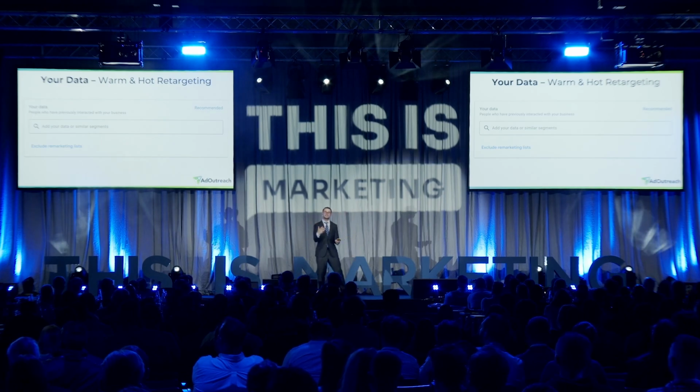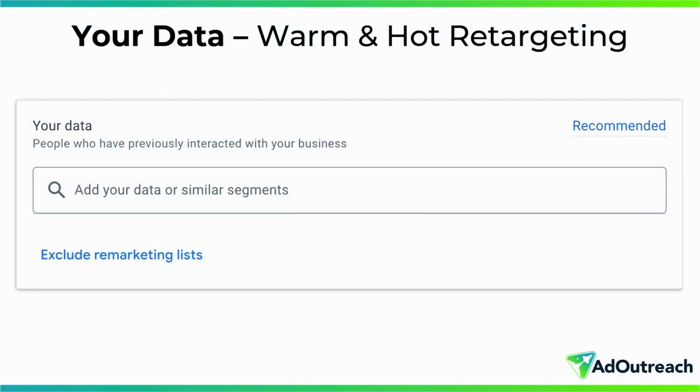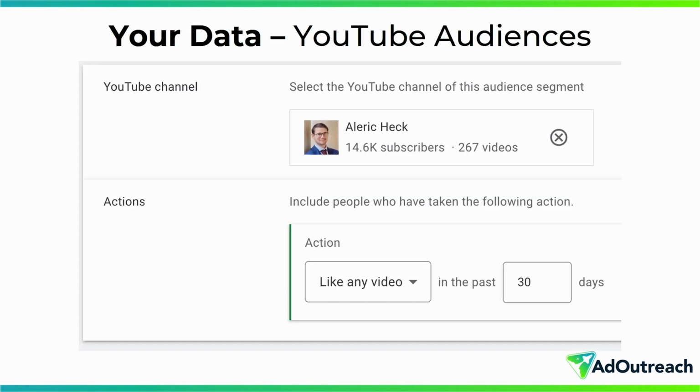Now, of course, there's the ability to have warm and hot retargeting. You can upload your own customer lists. You can add in all of your converters, all the people that are taking action from your ads, even people that have landed on your website. Now, that's probably not news to you, so I want to talk a little bit more about some of the other targeting options which are very powerful inside of Google.